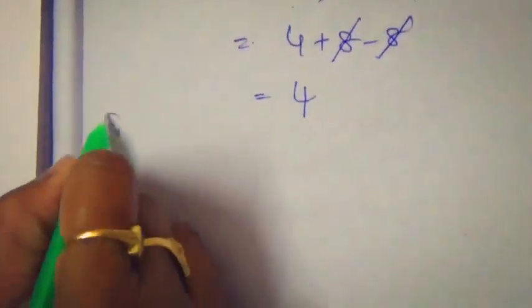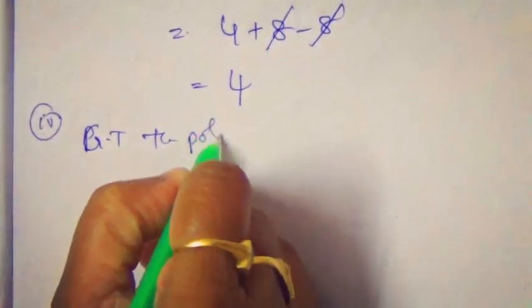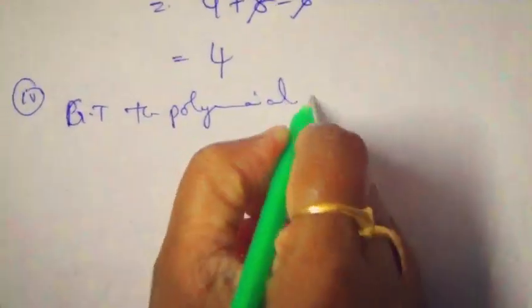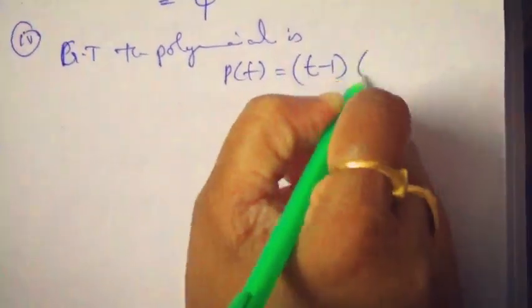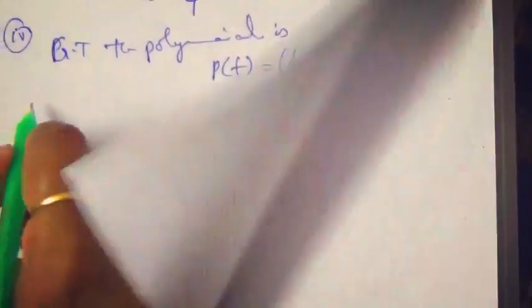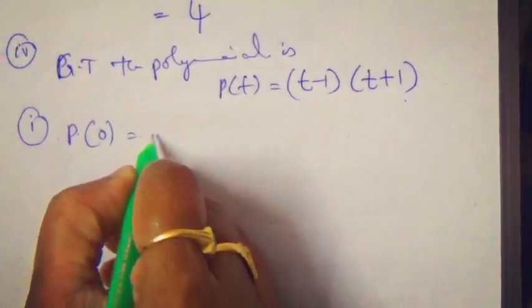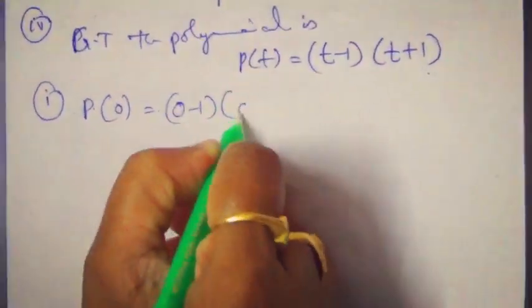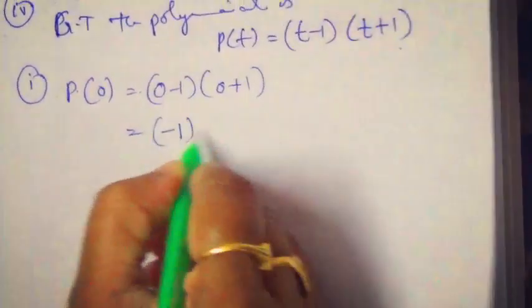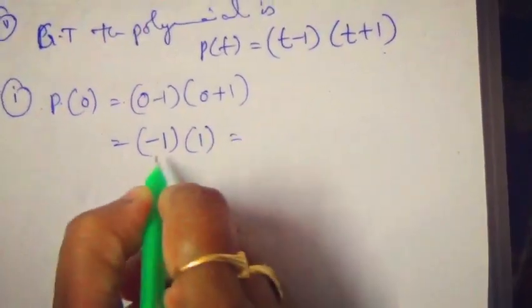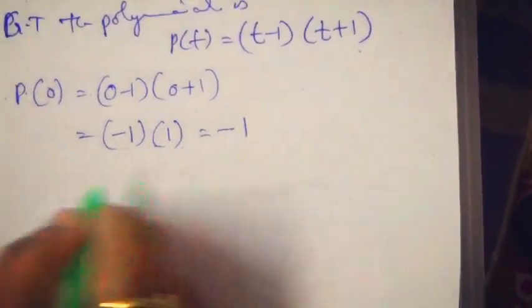Fourth one, p of t, given that the polynomial is p of t is equal to (t minus 1)(t plus 1). So first one, p of 0, that is equal to (0 minus 1)(0 plus 1), that is equal to minus 1 into plus 1. Minus of plus, minus. 1 into 1, 1. That's it.